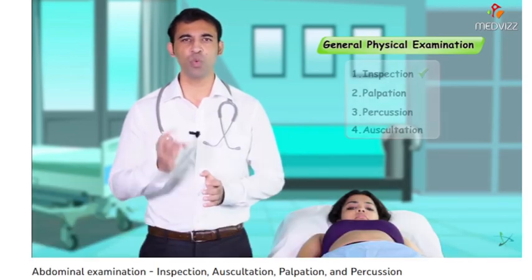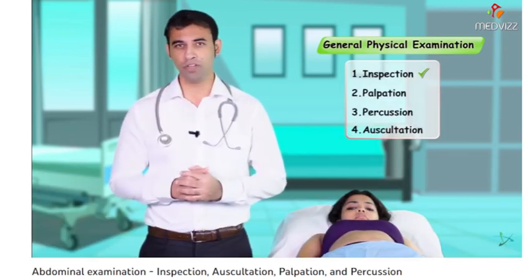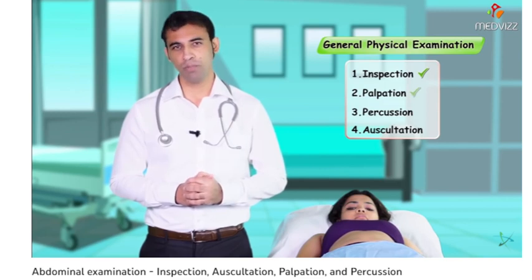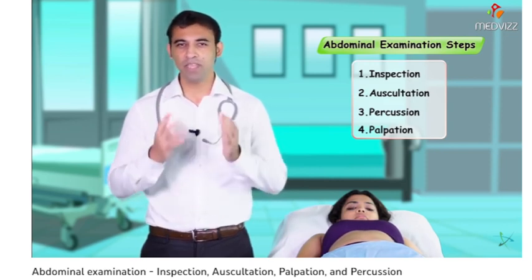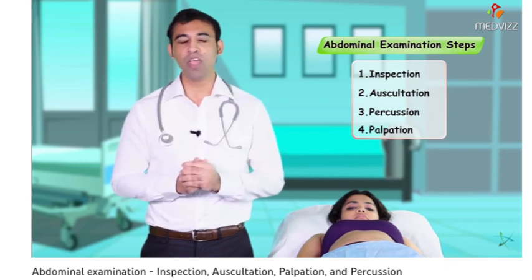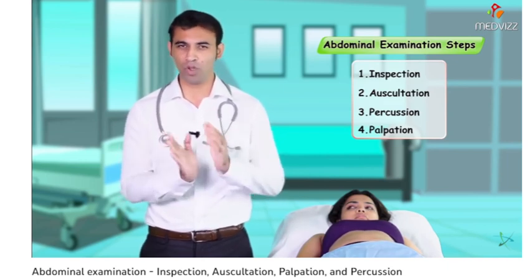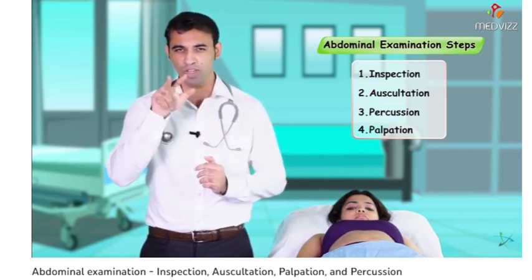First of all, we have to do inspection, visual inspection. After that, we have to go for palpation, and then percussion, and then auscultation. There is a sequence. Before inspection, we cannot go for percussion or palpation because inspection is very, very important without going to touch the patient. I am not going to touch the patient now. I'm just going to inspect.